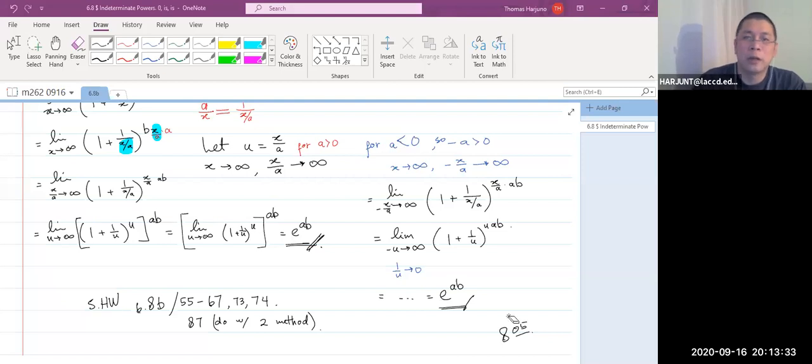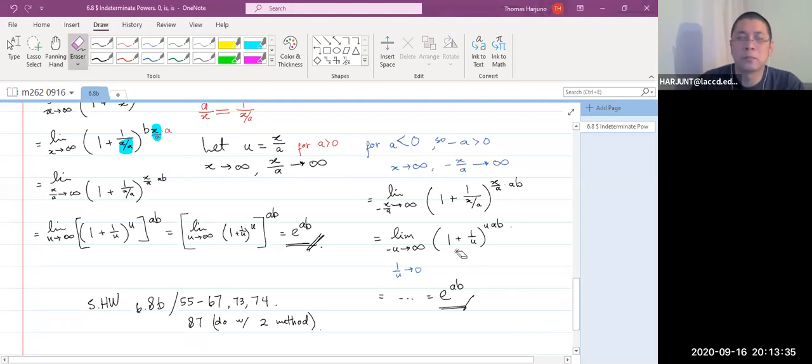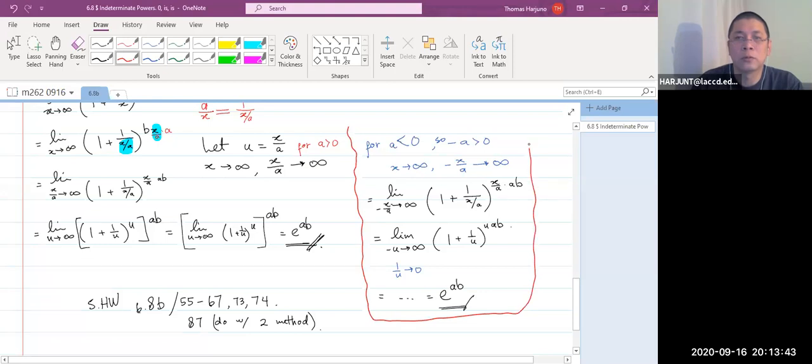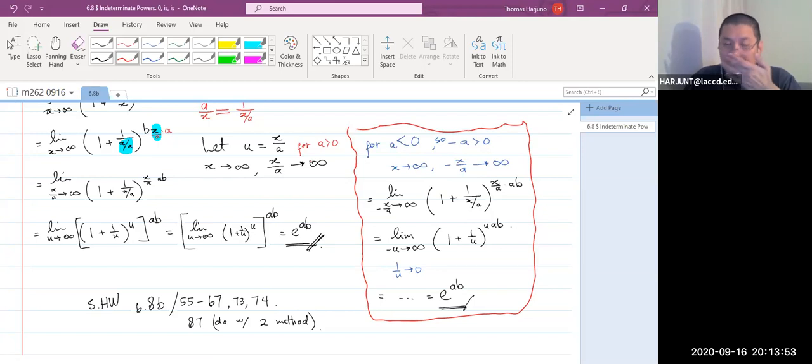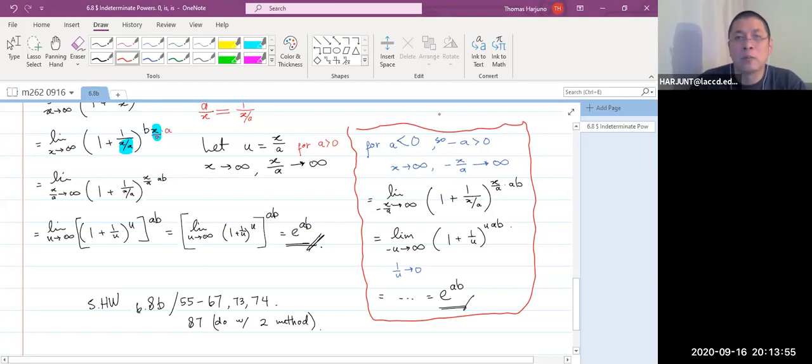Okay, let me start again. The argument that I gave you here is flawed. The argument I have only applies when a is positive. When a is negative, there's a way to do this, but apparently what I did here needs further explanation.